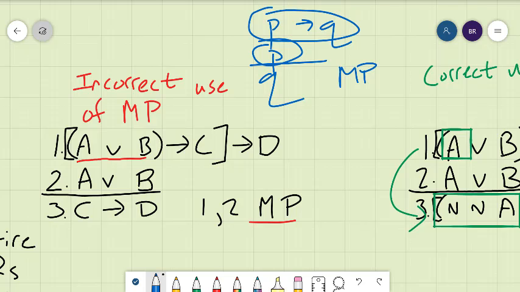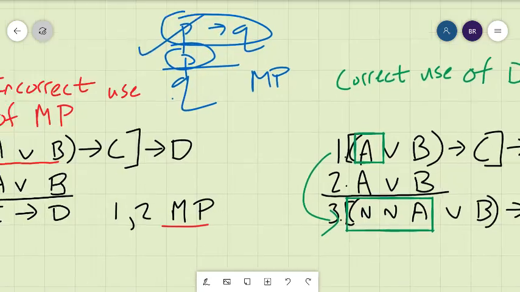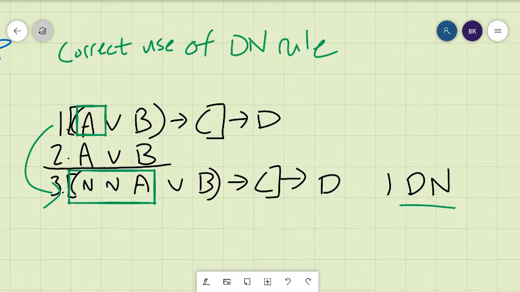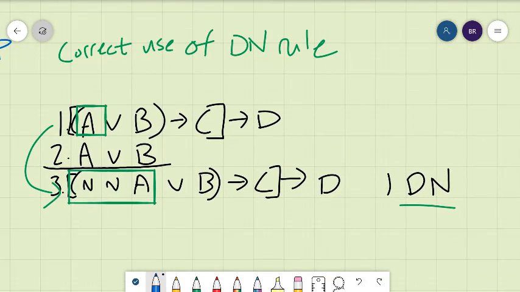You can, though, as we've been doing, use it to apply to entire lines. So here, this is a use of MP or modus ponens that uses the entire conditional on line 1, and then the antecedent of that conditional, just P, on line 2, and then correctly concludes Q.